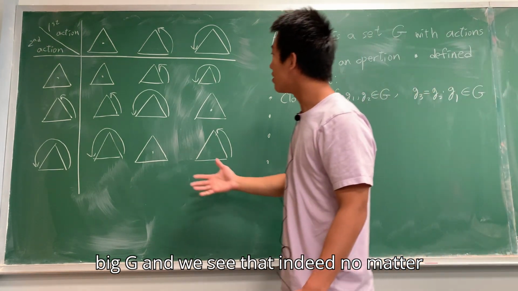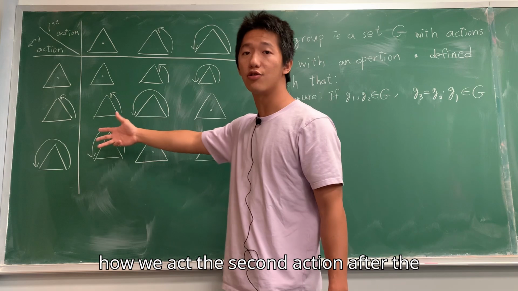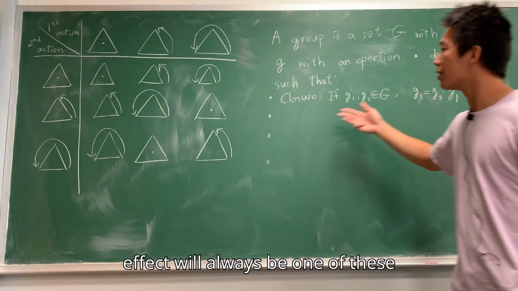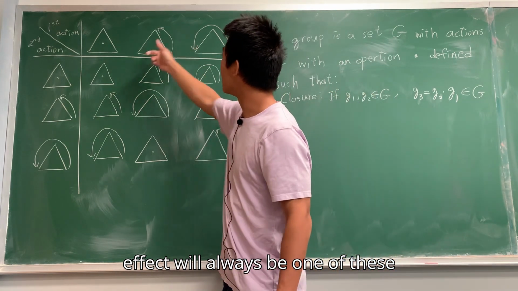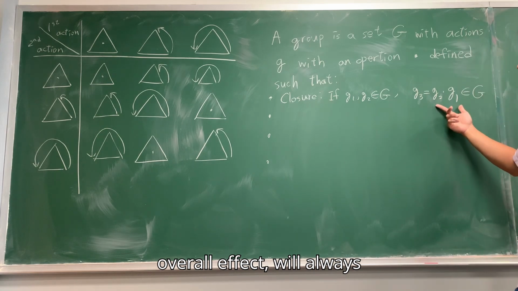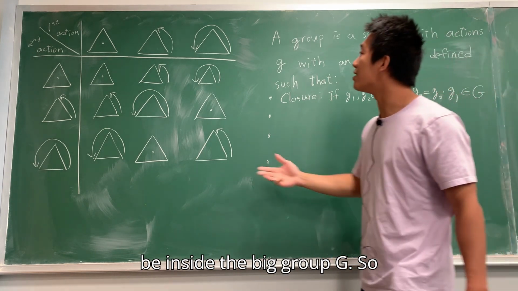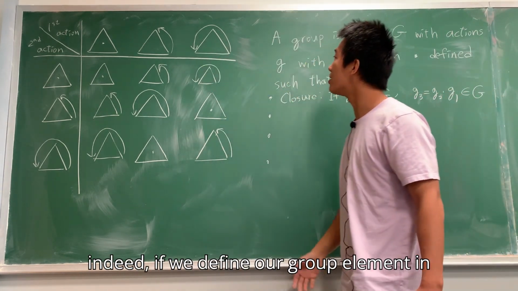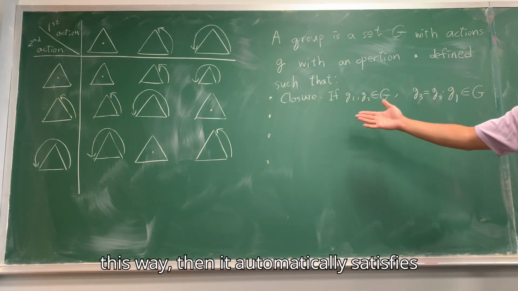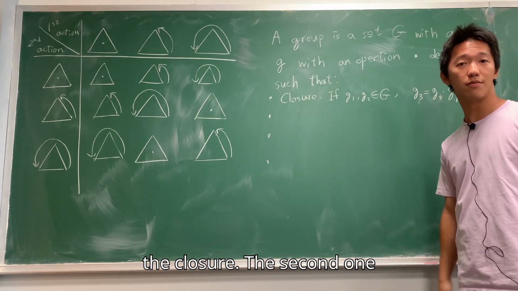And we see that indeed, no matter how we act the second action after the first action, the overall effect will always be one of these three actions. So the overall effect will always be inside the big group G. So indeed, if we define our group elements in this way, then it automatically satisfies closure.